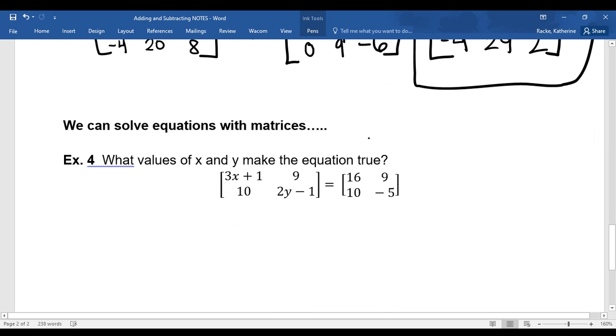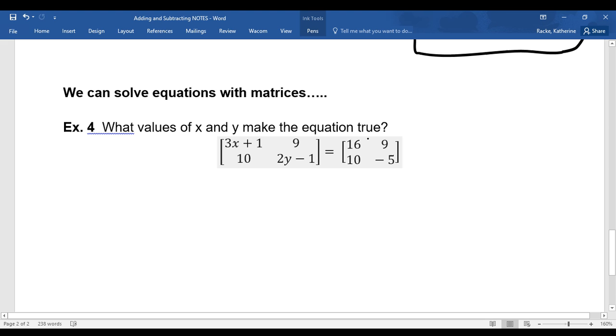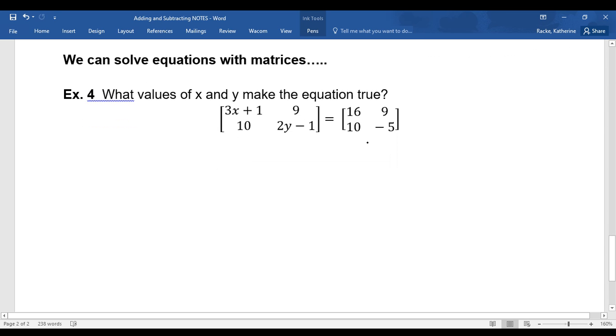So we can also solve equations with matrices. So example 4, what values of x and y make the equation true? So what you're going to do is take what you have here, where your x is, take your 3x plus 1 and set it equal to what it equals, so that would equal the same thing as 16.